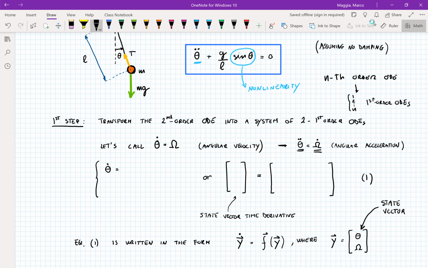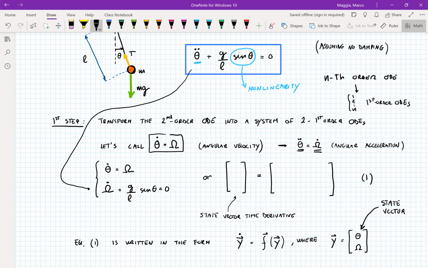So now we have to find two first order ODEs. The first one is simply the first equation that we already wrote: theta dot equals capital omega. And now we can rewrite the ODE we started from, substituting theta double dot with capital omega dot: capital omega dot plus g over L times sine of theta equals 0.